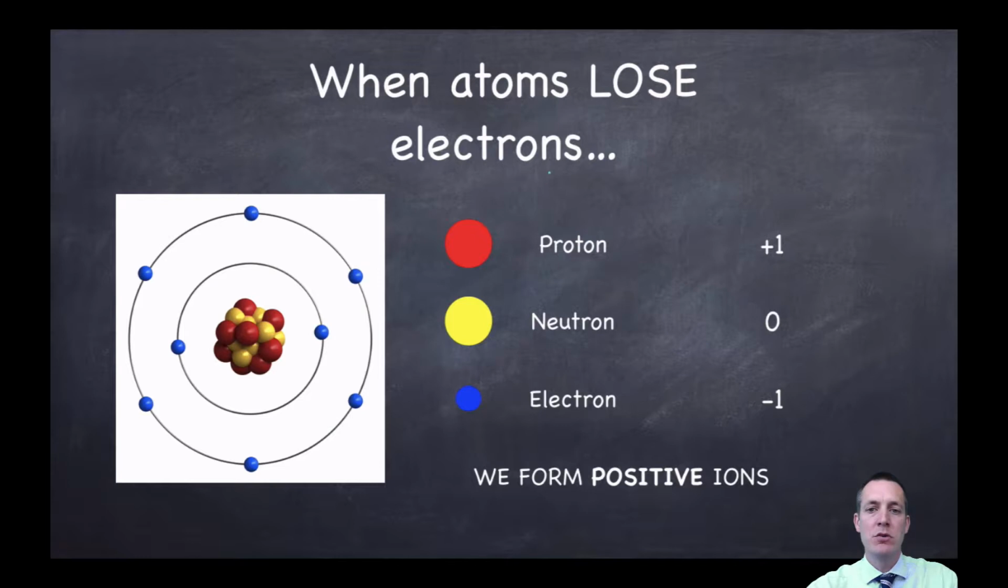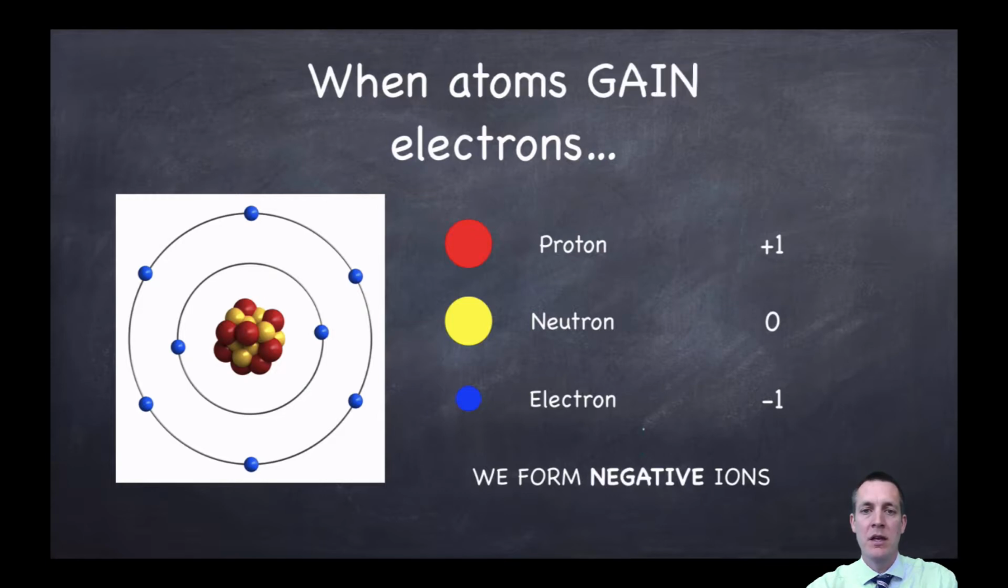Now, when atoms lose electrons, what's going to happen? Well, all of a sudden, we're going to have more protons than we do electrons because they start off equal. And if we've got more positive charge than we do of negative charge, then we're going to form positive ions. So any time an atom loses electrons, we get a positive ion out at the end.